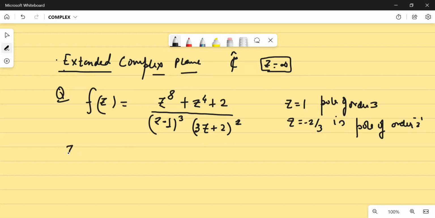What about z equals infinity? Now this is something that you have to find. I'm giving you around 1 minute. Try to find what sort of singularity is there at z equal to infinity.